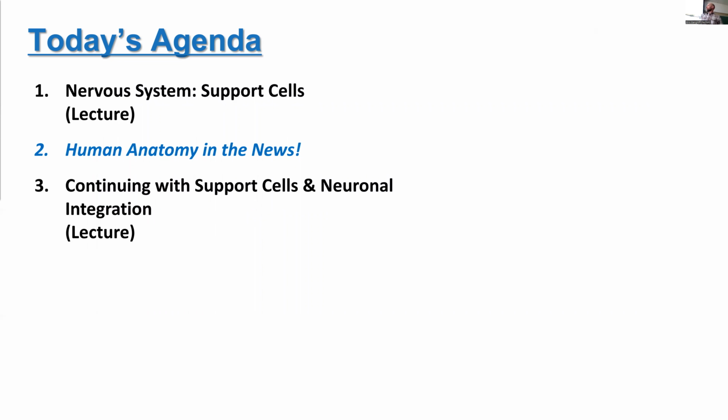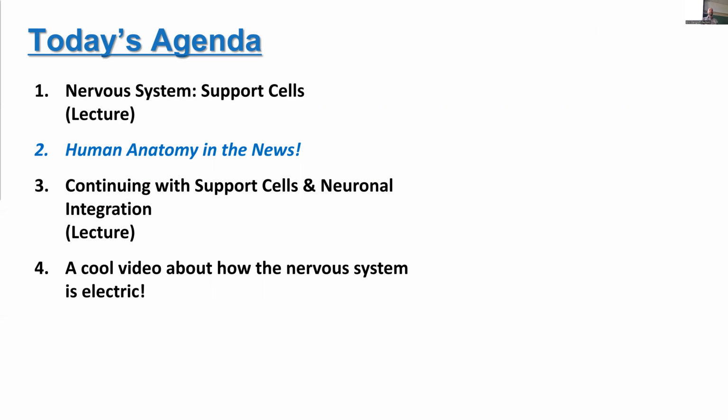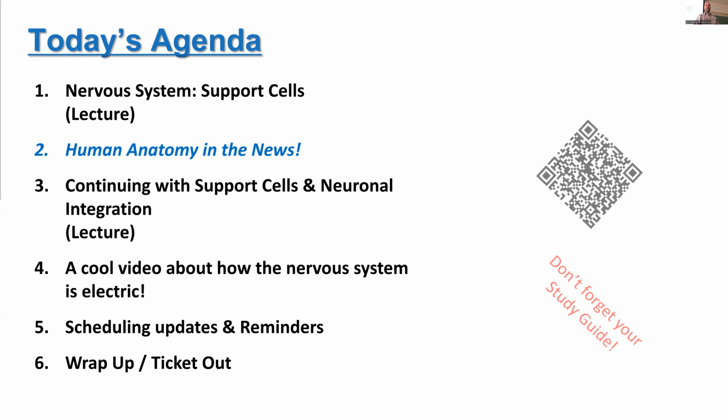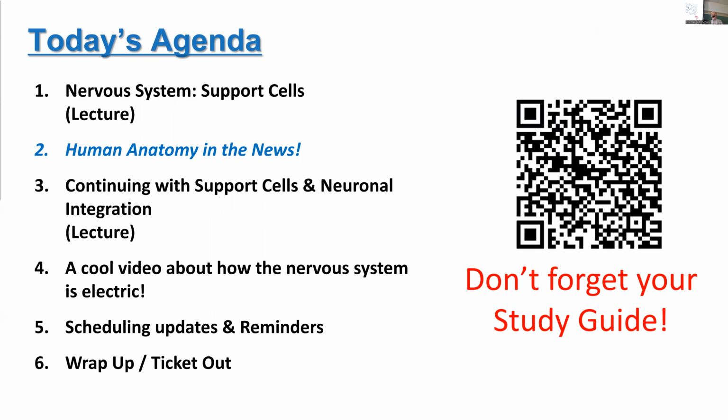And then we're going to continue talking about the support cells and get into neuronal integration, reflex arcs, and things like that. And then we'll wrap things up with a video about how the nervous system is electric and how you can actually control it with external impulses. And I've just got some scheduling reminders for you and some updates, and then we'll wrap things up with Tick It Out. As we move through the material, don't forget you have a study guide to go with all of this, which has useful diagrams for you.